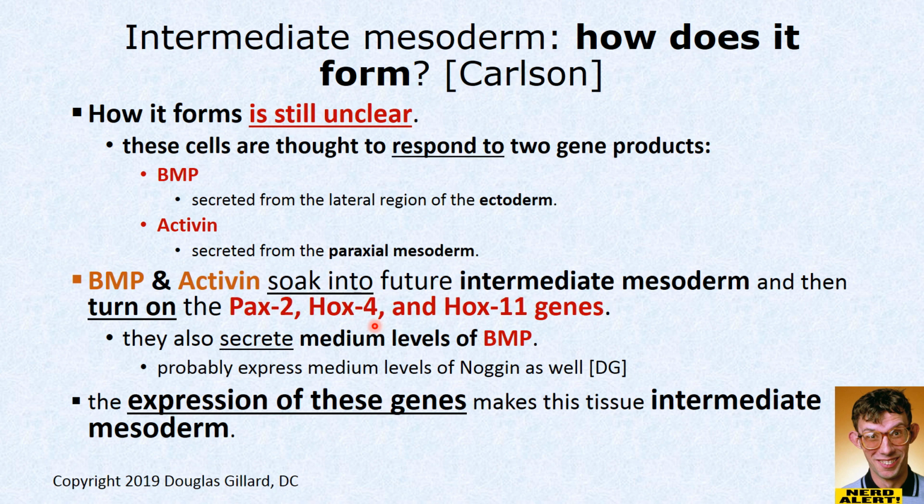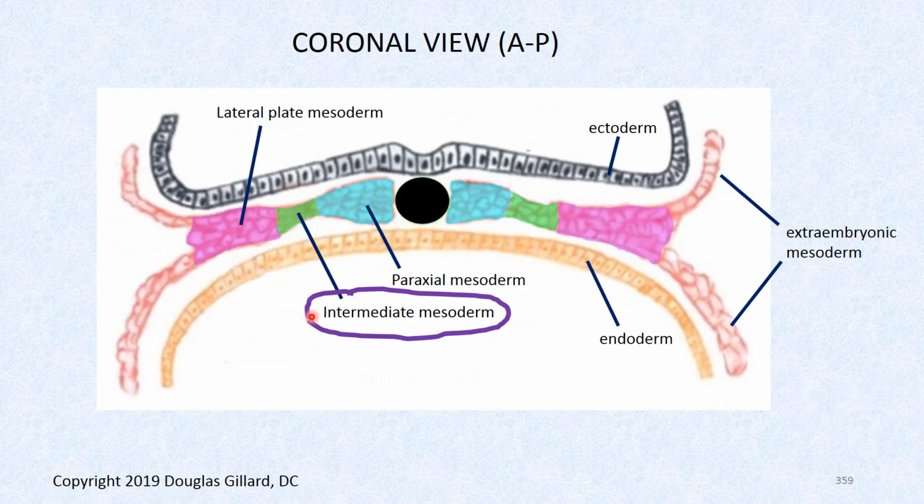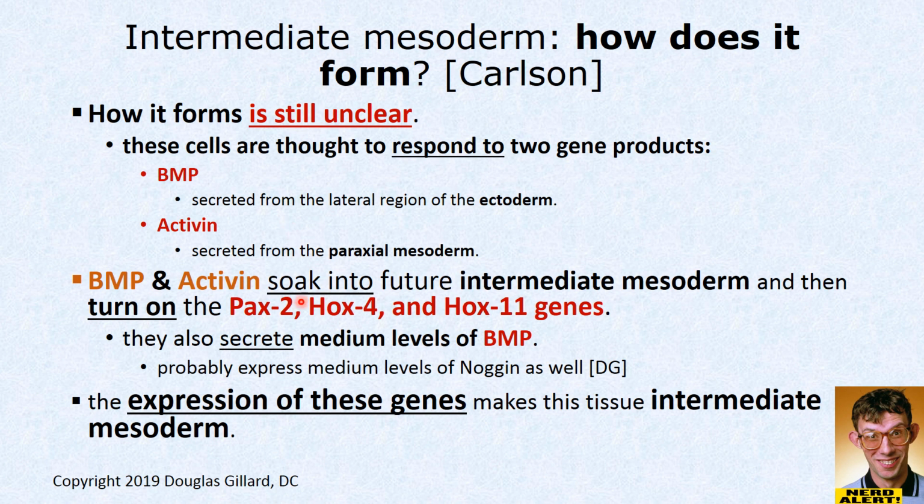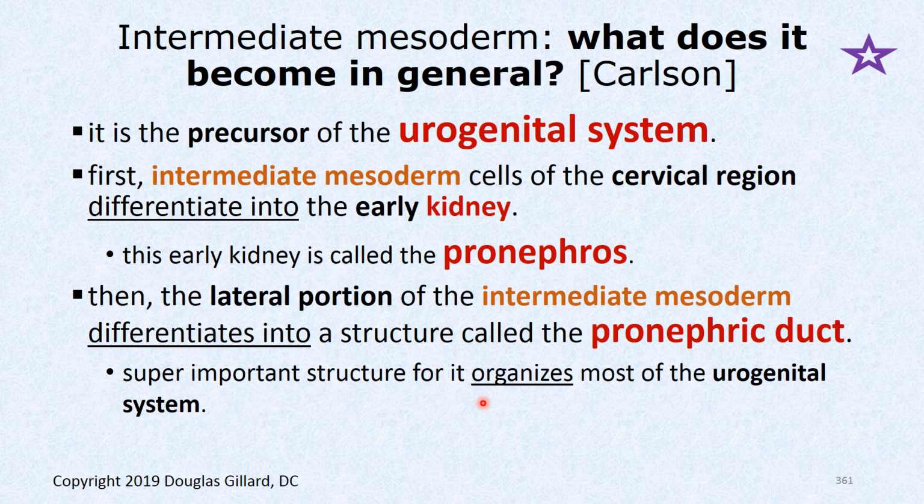and they're able to turn on three genes, PAX2, HOX4, and HOX11. And if you take a tissue sample right here and you check to see which genes are turned on and which gene products are working, unlike the paraxial and lateral plate mesoderm, you'll find the PAX2, HOX4, HOX11 genes on and gene products are released. And therefore you go, okay, that's intermediate mesoderm, and that's exactly how they can tell it's intermediate mesoderm. Pretty good with that. It's not that hard, I don't think.